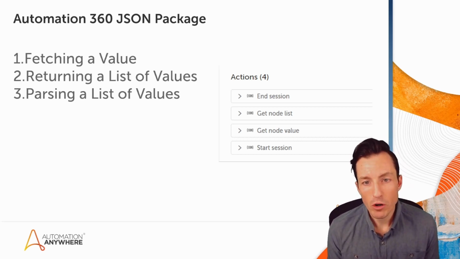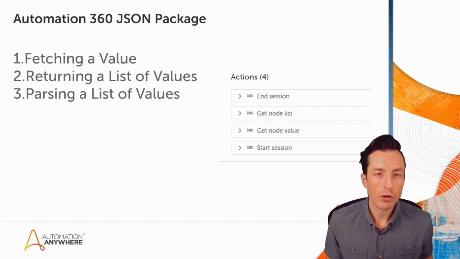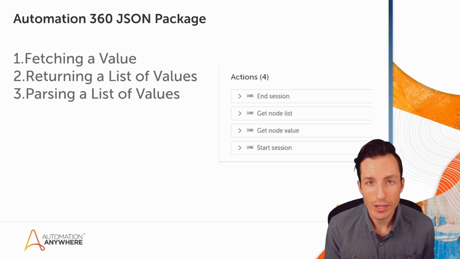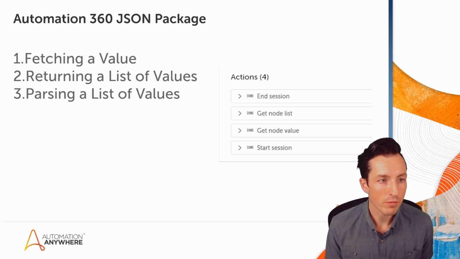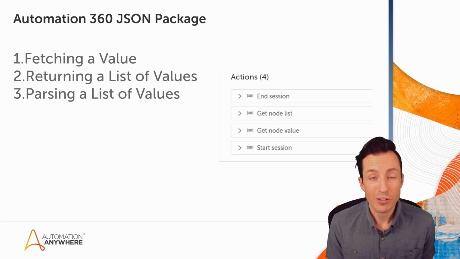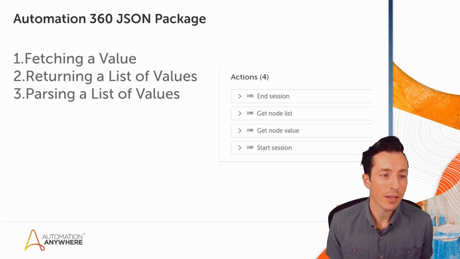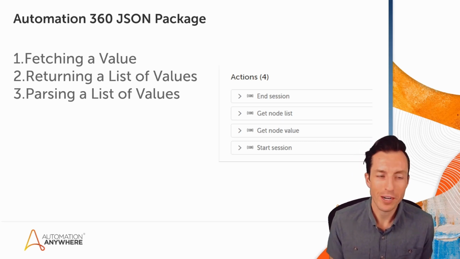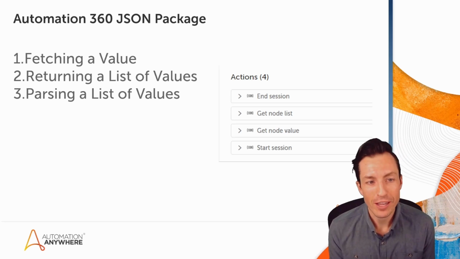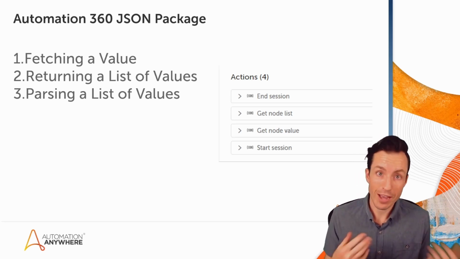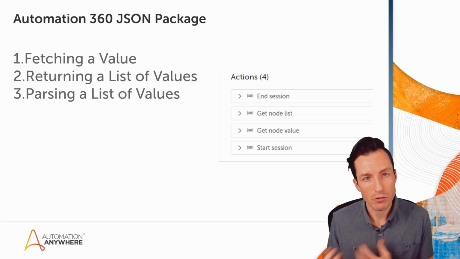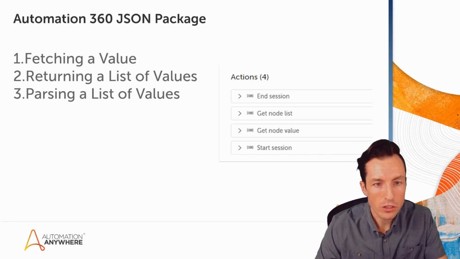So in this demo and tutorial here that we're going to do, we want to look at 3 things. A, how can I fetch a value from a JSON? B, how can I return a list of values? And then 3, how do I parse a list of values? So I've got a list back. How do I read values out of that? And I'm going to show you 2 different approaches for doing that. So let's jump right in.